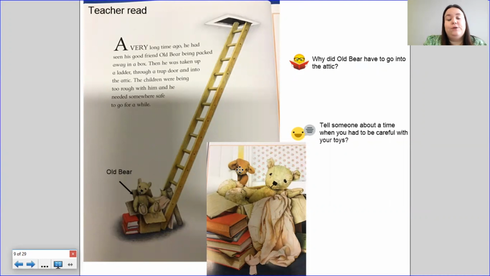Why did Old Bear have to go into the attic? Can you tell someone or write down a time when you had to be careful with your toys and why?